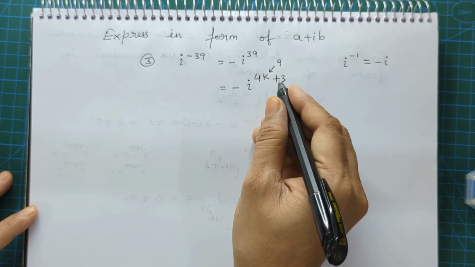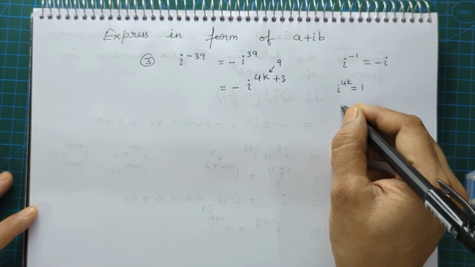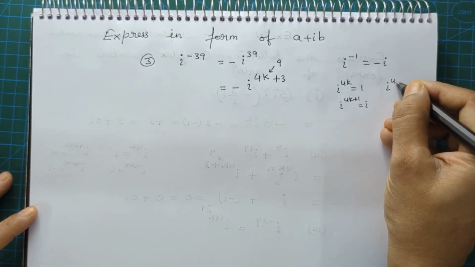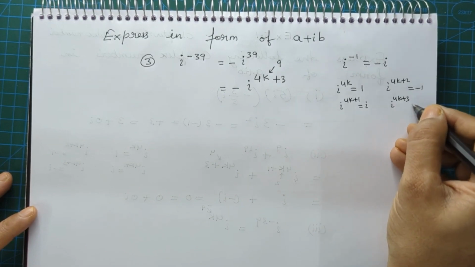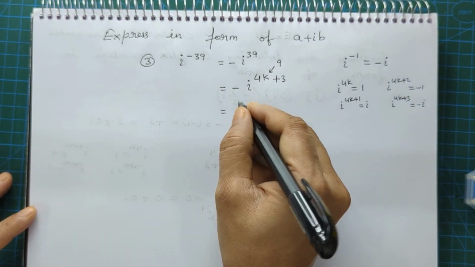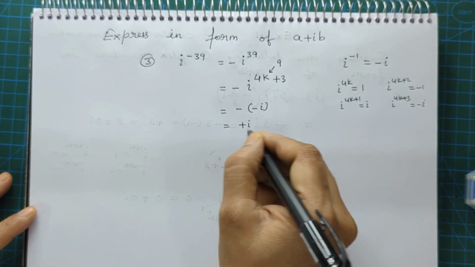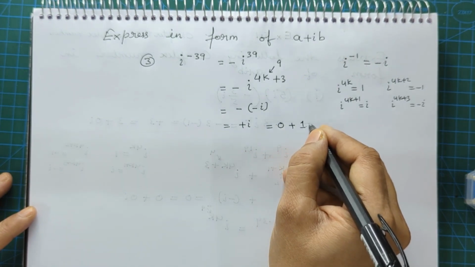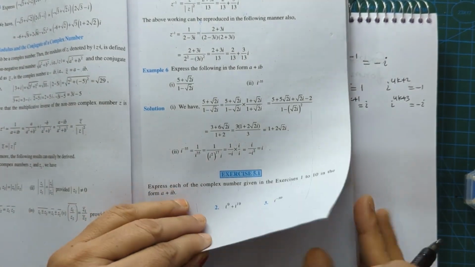So i to the power 4k plus 3 is what? i to the power 4k is 1, i to the power 4k plus 1 is i, i to the power 4k plus 2 is negative 1, i to the power 4k plus 3 is negative i. So already we have a negative sign and we are getting negative i, so this is plus i. Writing this in standard form, we get 0 plus 1i. Now we'll go to the next question.